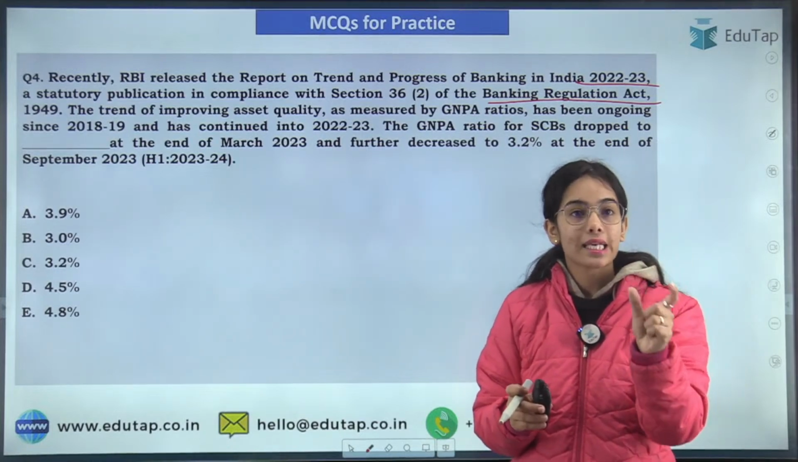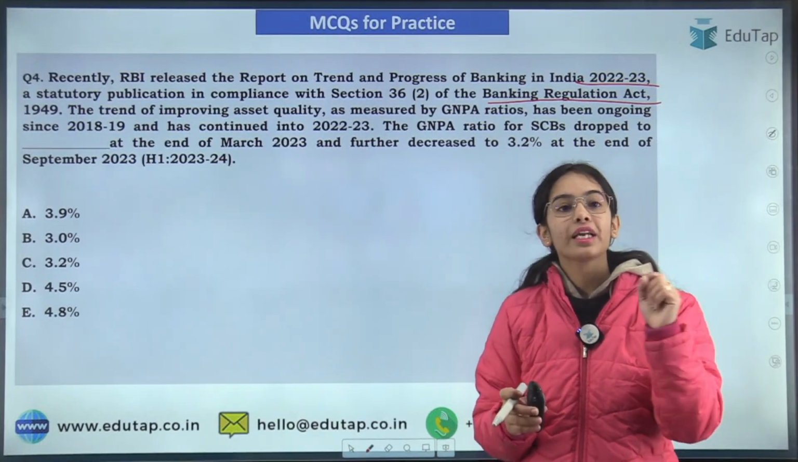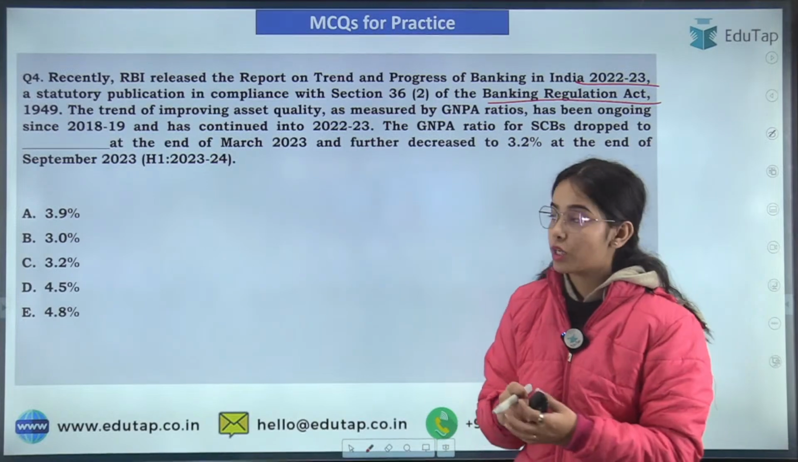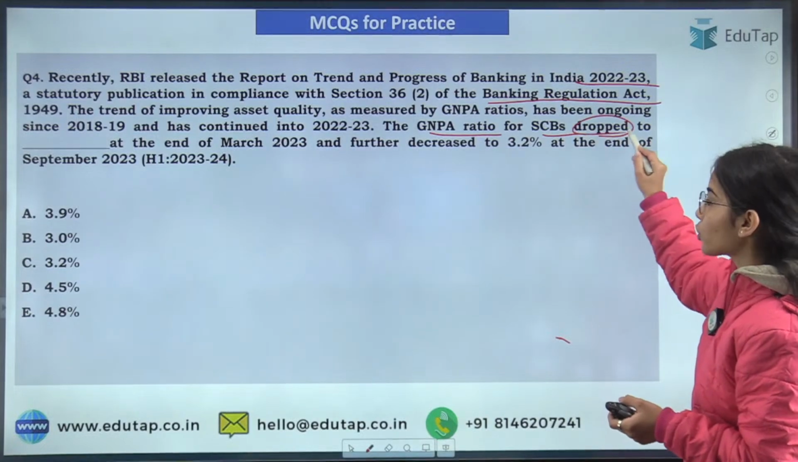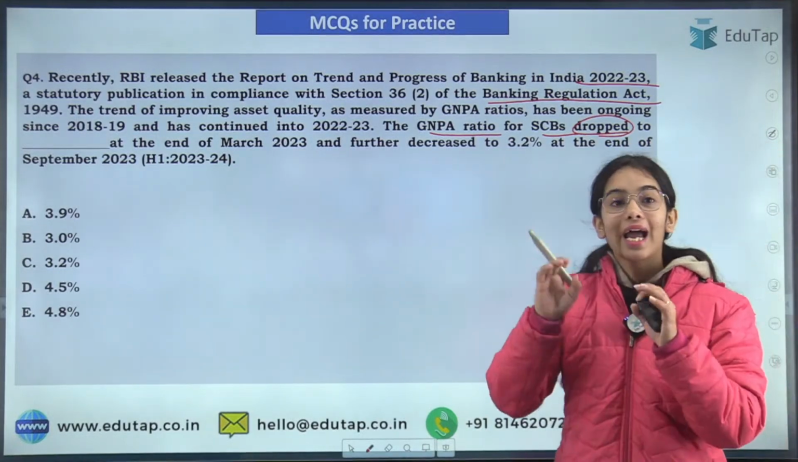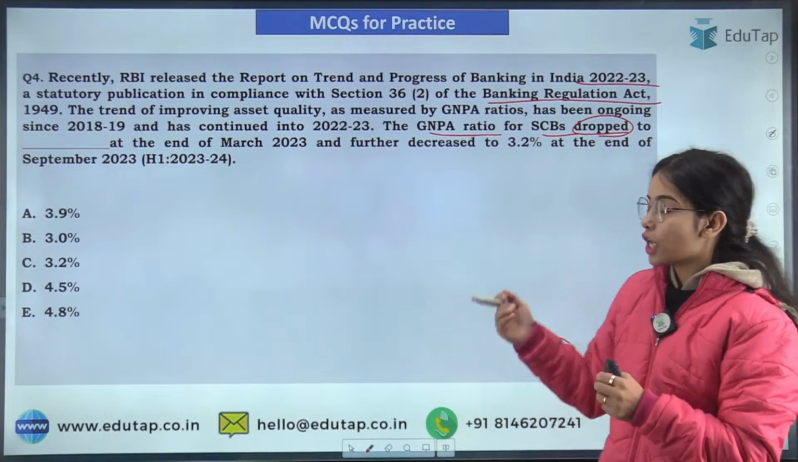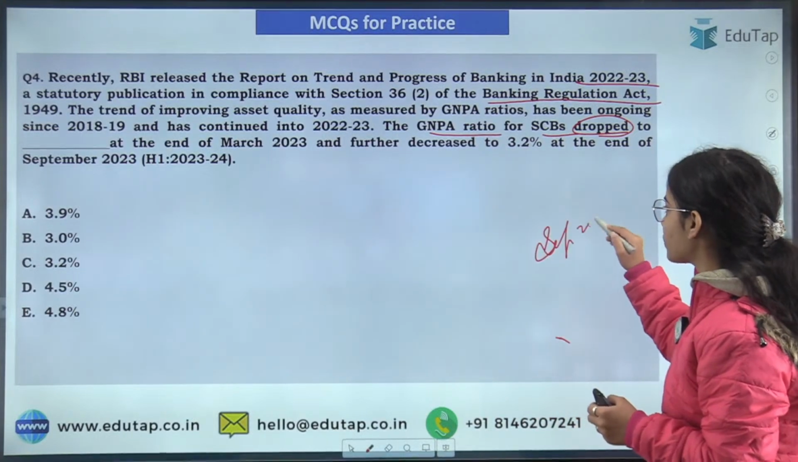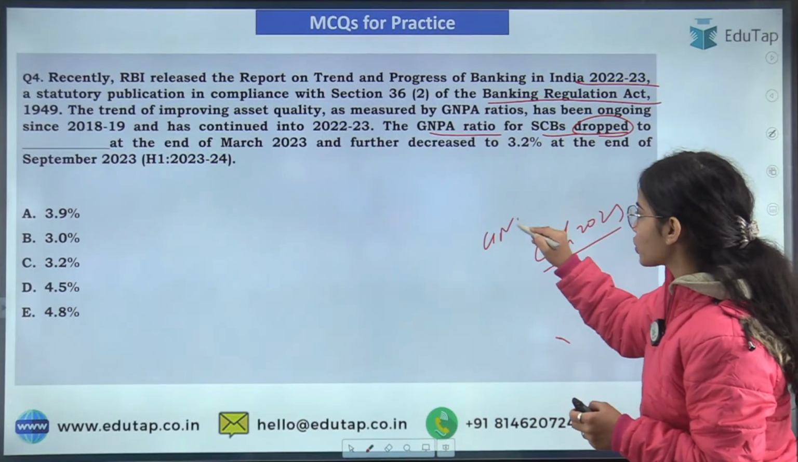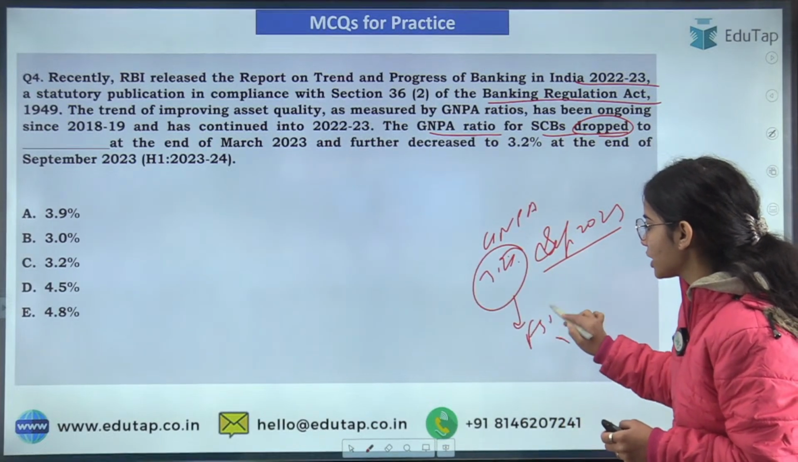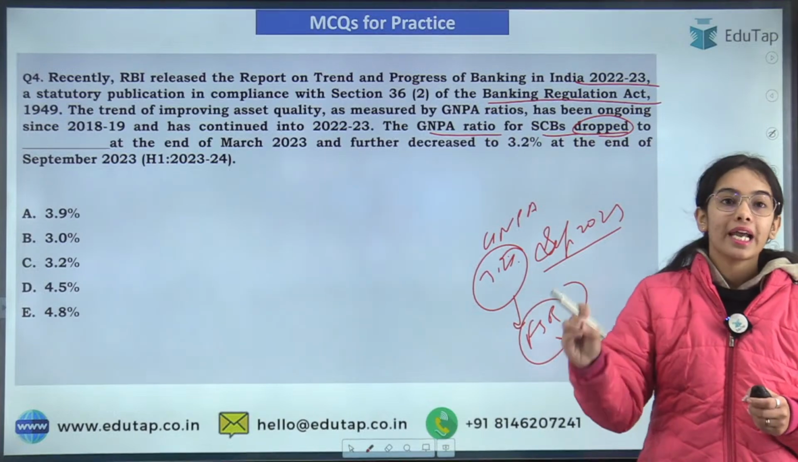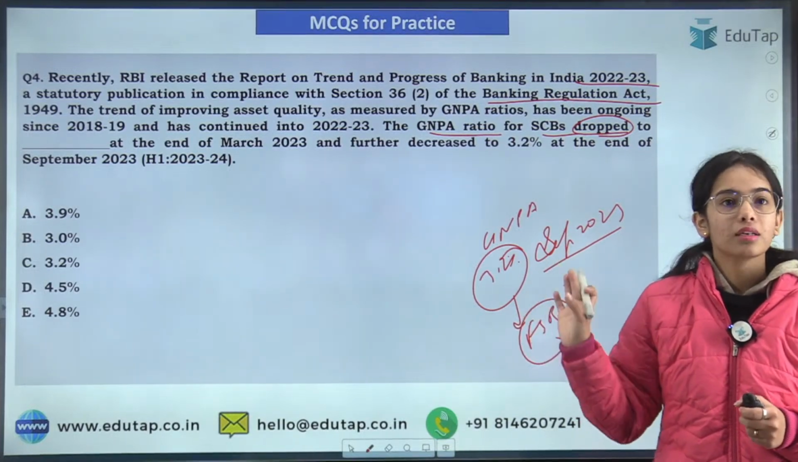Okay, so FSR is a half-yearly report, and the report on trend and progress is a yearly report. The data points: the GNPA ratio for scheduled commercial banks dropped to dash percent at the end of March 2023. We know the data point for September 2023, that the GNPA ratio was 3.2%. This is also given in the FSR report, and also in the report on trend and progress of banking in India.